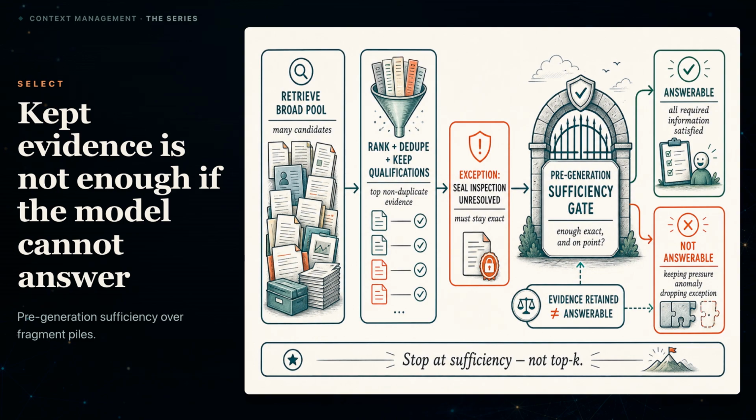In our packet, keeping the phrase pressure anomaly is not enough if compression drops the unresolved seal inspection. The keyword survives, but the operational meaning changes. Prefer a small, complete evidence set over a pile of fragments. Stop when the selected model passes a sufficiency test, not when a fixed retrieval count is full.